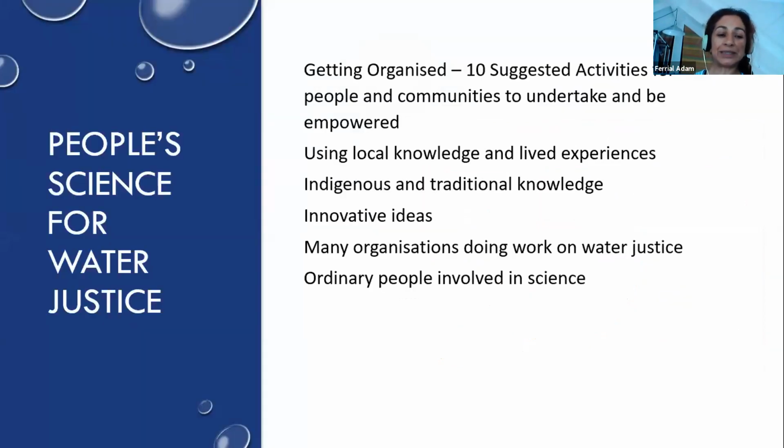And then we talk about people's science for water justice. Now, people's science is exactly what John's presentation was, how people who are farmers, fishers, people on the ground, activists are using science in different ways around their work. And so in this section, we talk about 10 suggested activities that people and communities can undertake to be empowered.